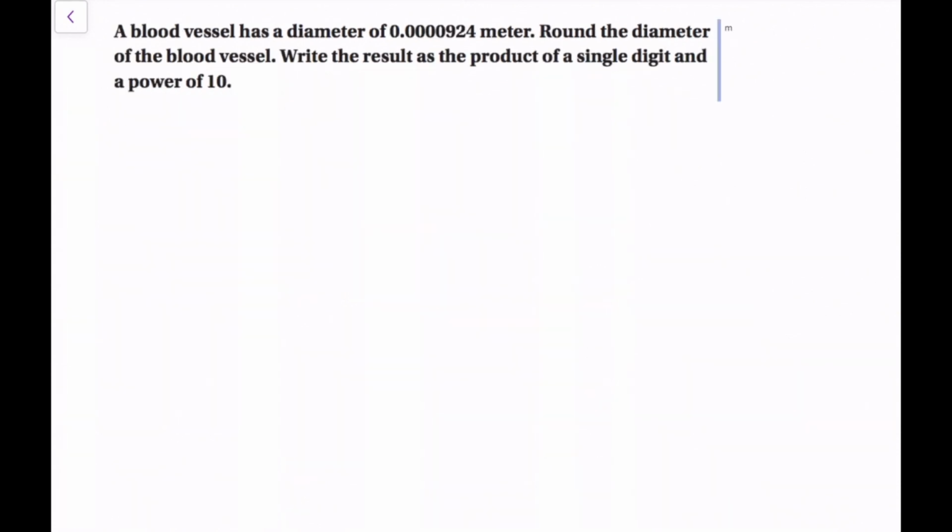Okay, so for this next example, we have a blood vessel that has a diameter of 0.0000924 meters. Round the diameter of the blood vessel, write the result as the product of a single digit and a power of 10. Now this one might be a bit trickier because we need to rewrite this as some number times 10 to a power. But as we can tell here, we have a really, really small number, a decimal that has a bunch of zeros after the decimal before its first non-zero number. So I'm going to rewrite our number.